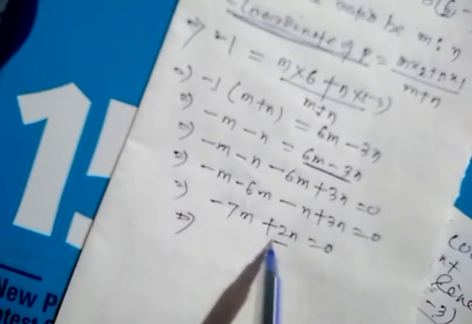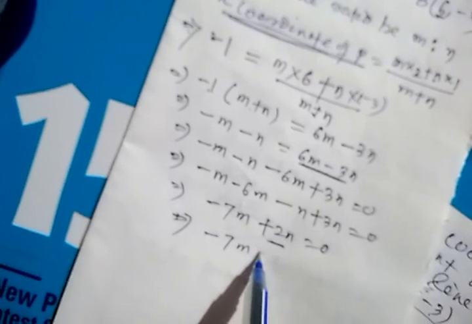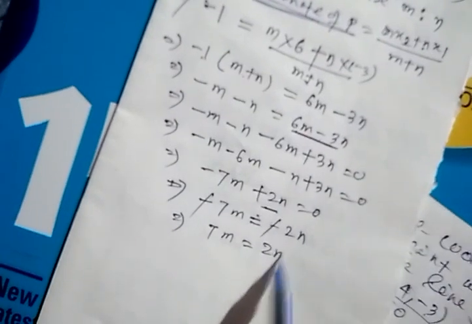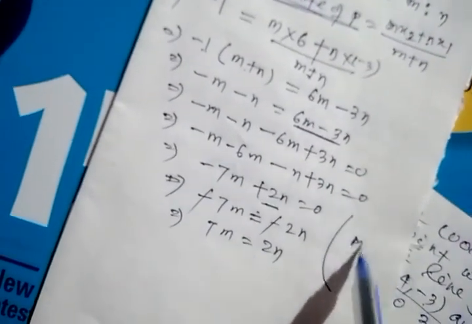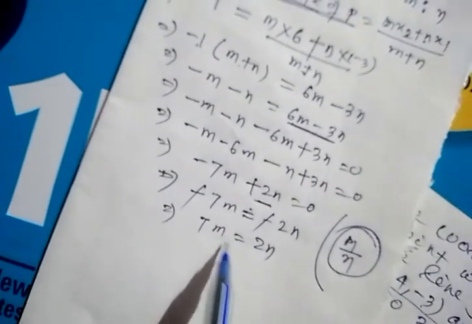So now take 2n that side, -7m equals to -2n. So both sides minus cancel. What is left? 7m equals to 2n. So students, remember our ratio is written by m by n. So how can you make m by n? Divide this n, you bring that side, 7 you take that side.